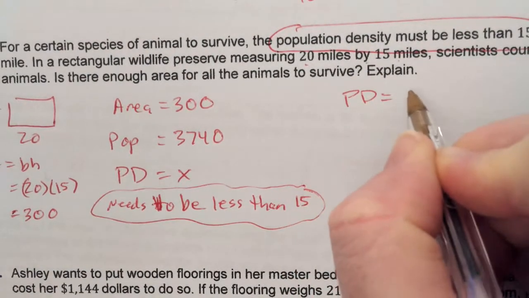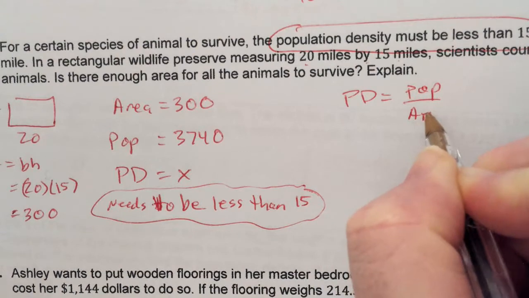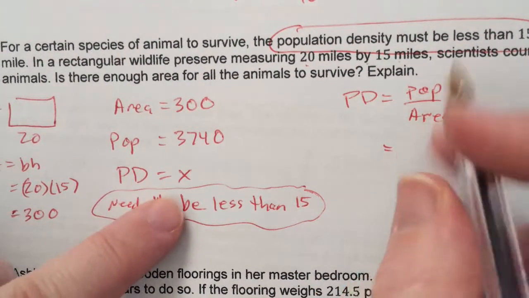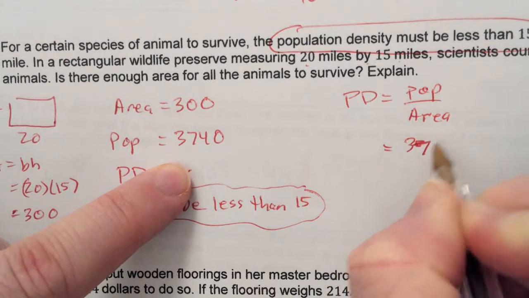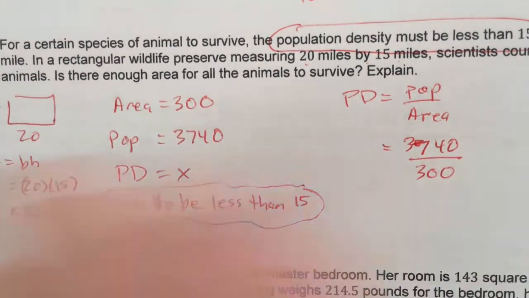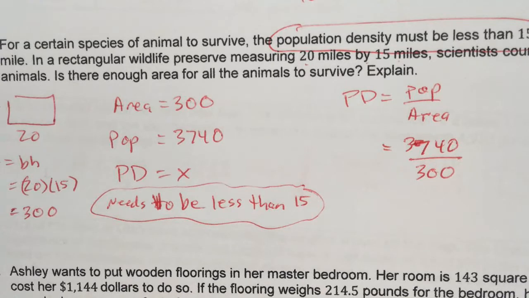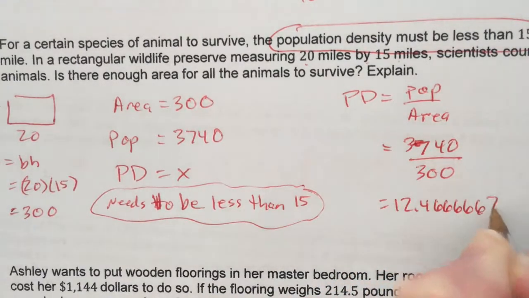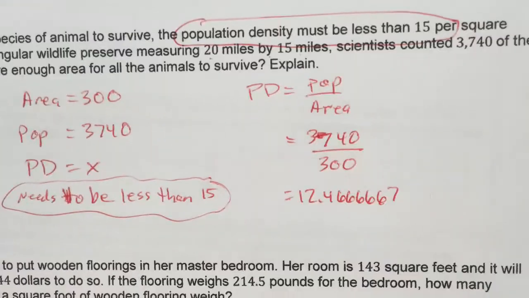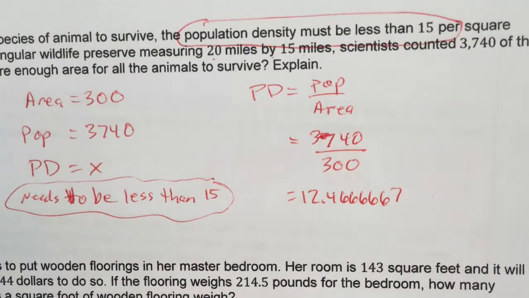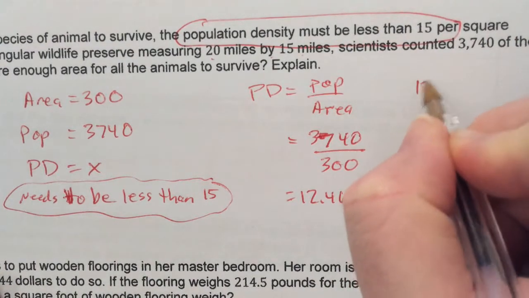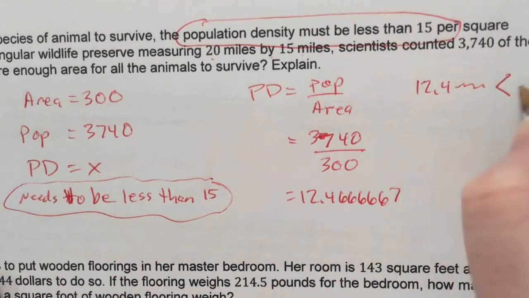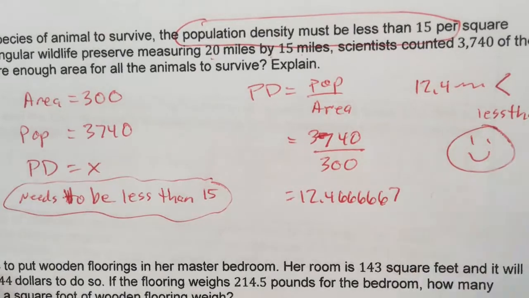PD is equal to population divided by area. So the population is 3740 divided by 300. When you put that in the calculator, we get 12.46666666667. Does this satisfy this? Is this less than 15? Is 12.4 and so on less than 15? Yes, it is. So this is good.